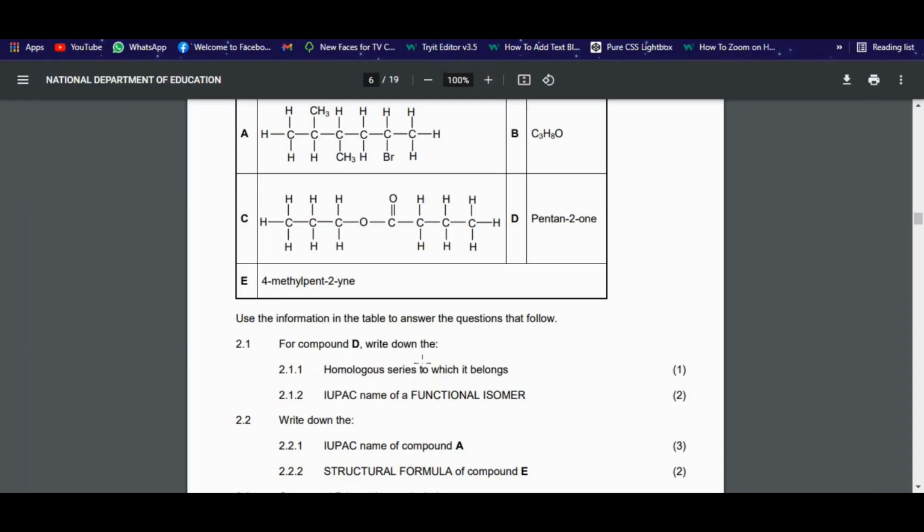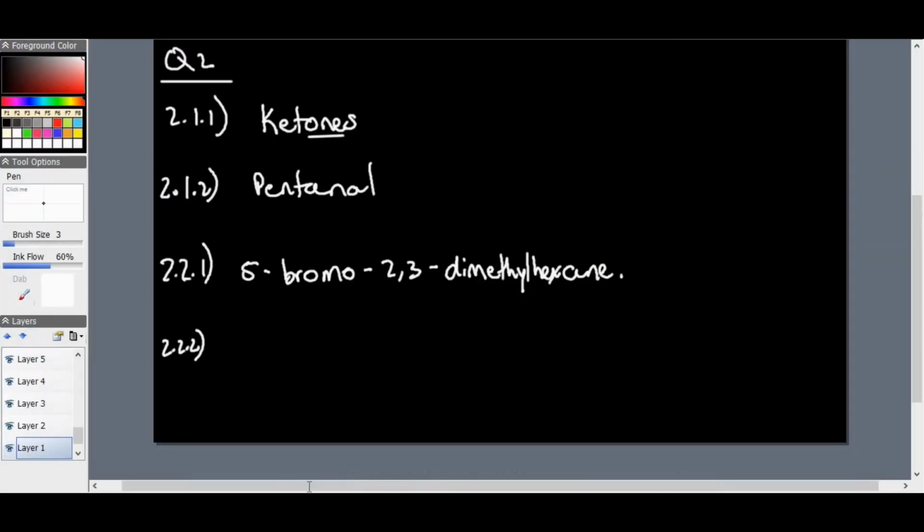2.2.2, to give the structural formula of compound E. You have to be careful with this one because we've got 4-methyl pent-2-yne. So we know it's an alkyne, and they're telling you the position of the triple bond must be on the second carbon, or between the second and third carbon. So let's go over here. It's pent, so it's 5.